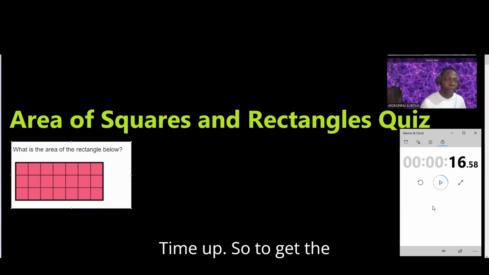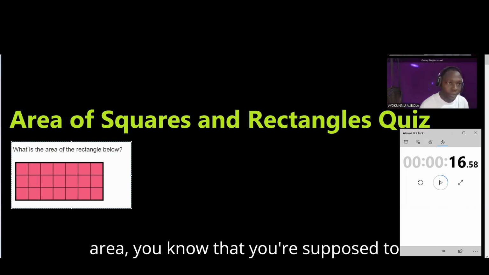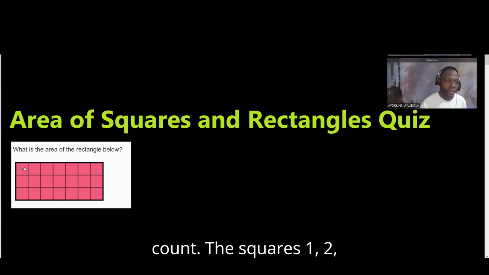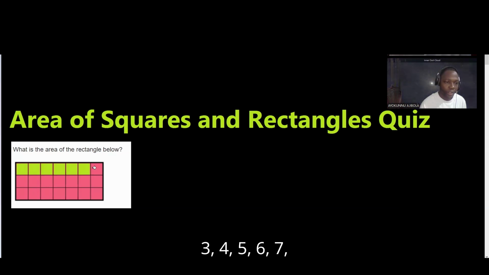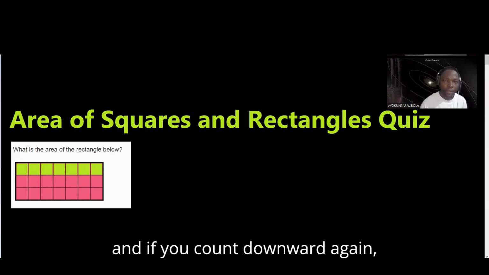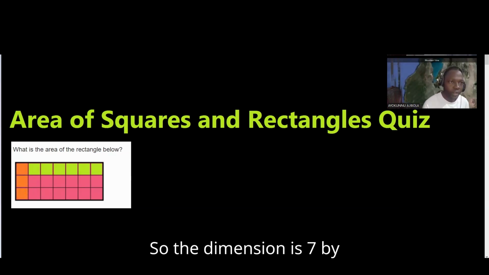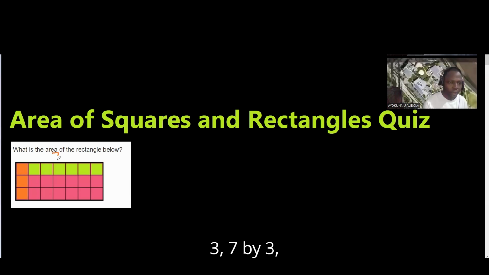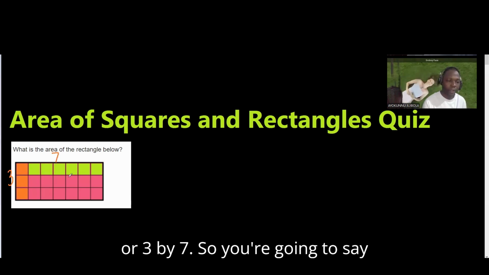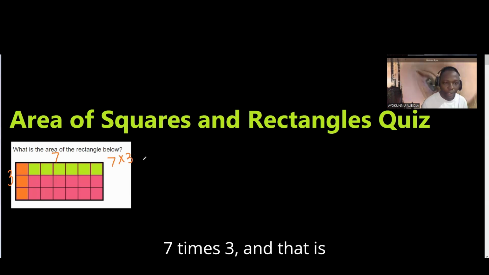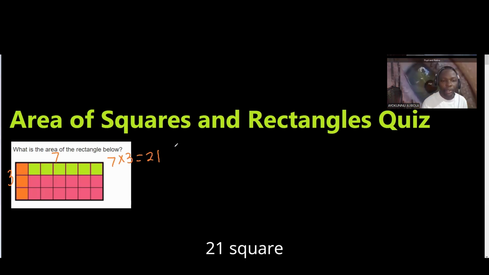Time up. So to get the area, you know that you're supposed to count the squares. 1, 2, 3, 4, 5, 6, 7. And if you count downward again, you have 1, 2, 3. So the dimension is 7 by 3, or 3 by 7. So you're going to say 7 times 3, and that is 21 square units, okay?